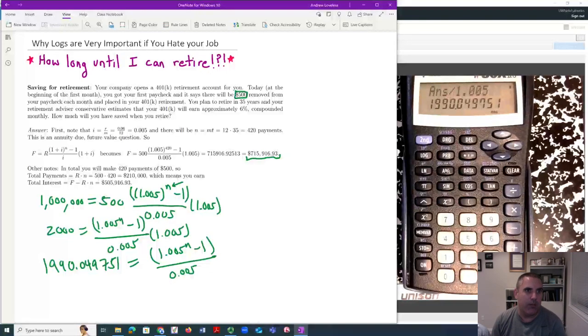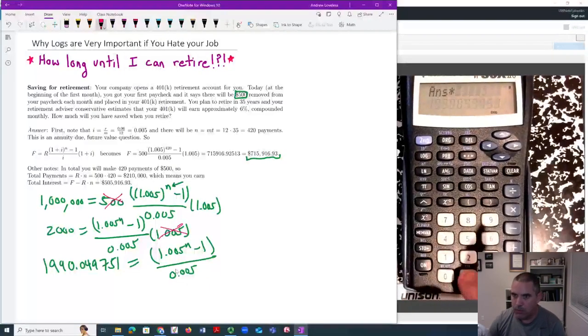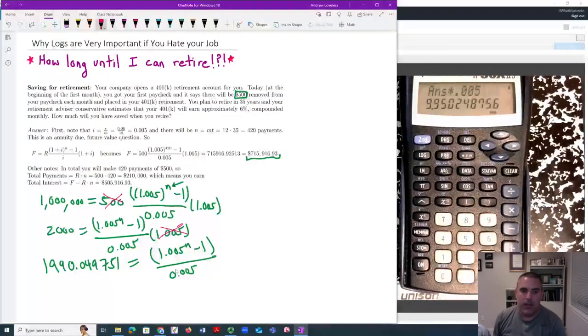So I'm just cleaning things up. I'm taking a sad song and making it better. I got rid of that. Then I got rid of this. And now I'd like to get rid of this. Now it's being divided, so I'm going to multiply to get rid of it. So times 0.005. And the nice part about writing out your numbers as you go is if you go to check your work at the end and you realize it's incorrect, you can check your individual steps.